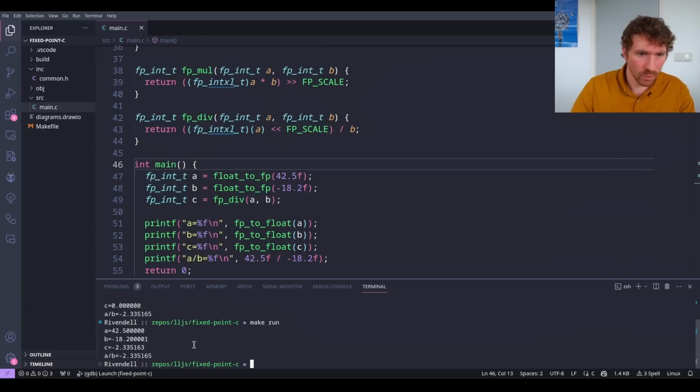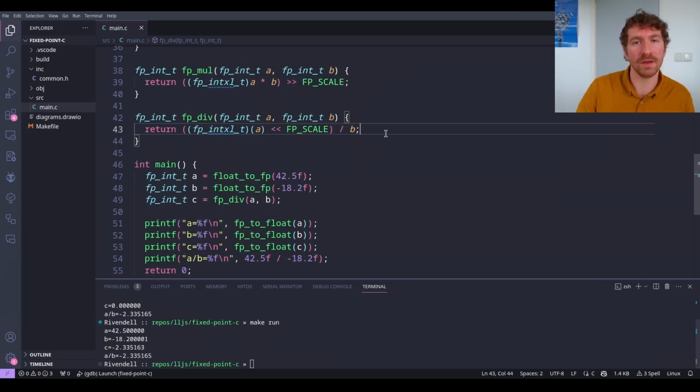Make run. All right, cool. Now we get a very, very similar result. It's not exactly the same anymore, and this is one of the places, division is one of those places where, yeah, we're going to lose some amount of precision.